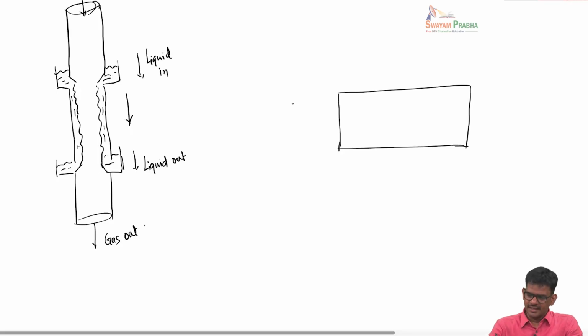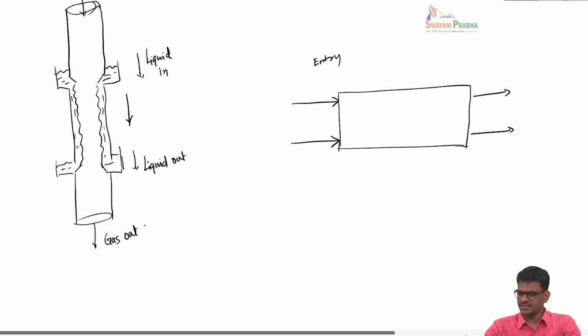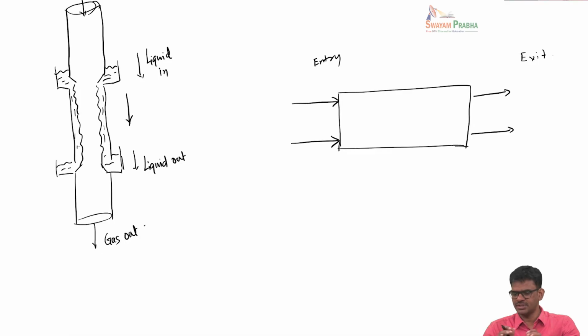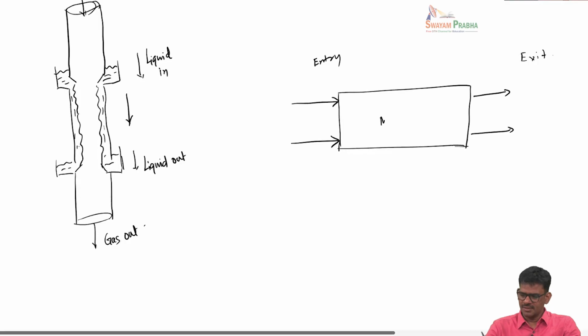We will say that the two phases are entering from one side. We will call this the entry, and the two phases are leaving at the exit. This is the exit point. Whether it is horizontal or vertical doesn't matter; this is just a pictorial representation. We will assume that this is a mass transfer equipment that allows contact between the two phases. Now, to make it general, I'm going to use certain notation, and then I'll explain what these notations mean.